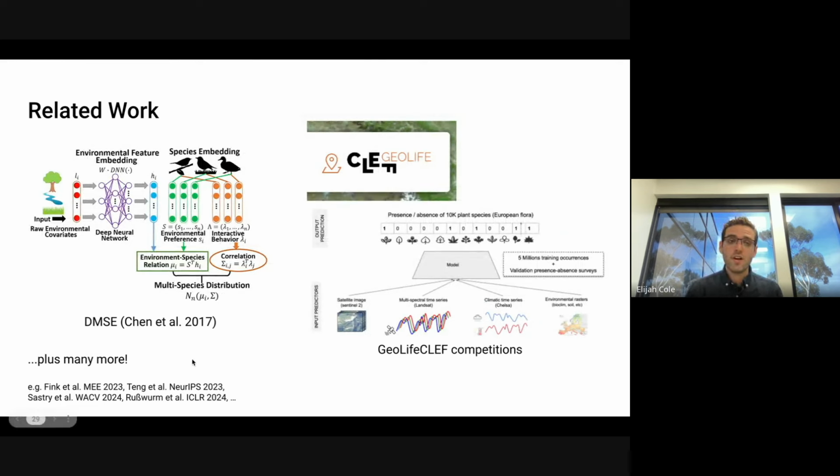And more recently, there's a lot of interest in this problem from a machine and deep learning perspective, including TMSE from Carla Gomes's group at Cornell, where they were working on machine learning models that can explicitly factorize correlations between species and relationships to the environment, as well as competition series like the GeoLifeCLEF competitions that are run every year to try to take things like satellite imagery and environmental covariates and predict species presence and absence. And there's many more works in this space.